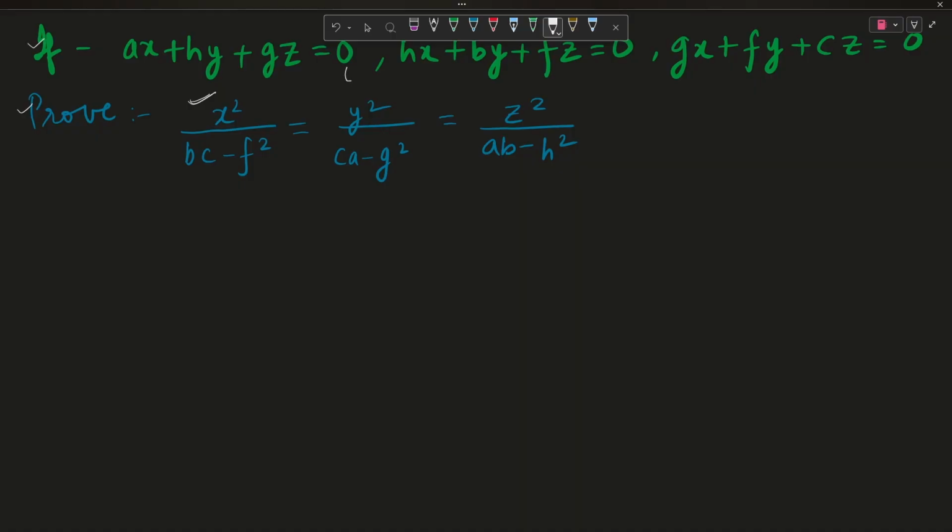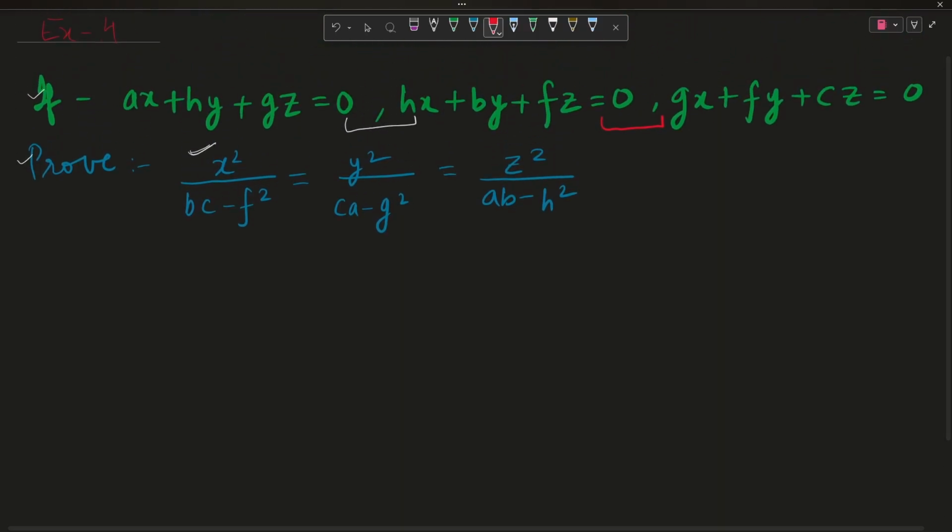Firstly, we will make a pair of the first and second equation. Secondly, we will make a pair of the second and third equation. And at last, we will make a pair of the first and third equation. As we make the pairs, we will get the ratios, and while solving the ratios, we'll get our answer. So let's continue with it.